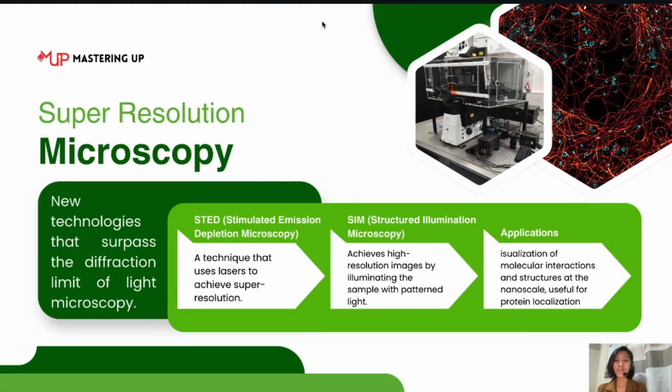Now, there's something even more amazing called super resolution microscopy. Normally, light microscopes are limited because of the size of the light waves. But with new techniques, scientists can break these limits. For example, STED, or stimulated emission depletion microscopy. This is a technique that allows scientists to see cells at nanoscale resolution, meaning they can look at things even smaller than individual molecules. Another one is structured illumination microscopy, or SIM.